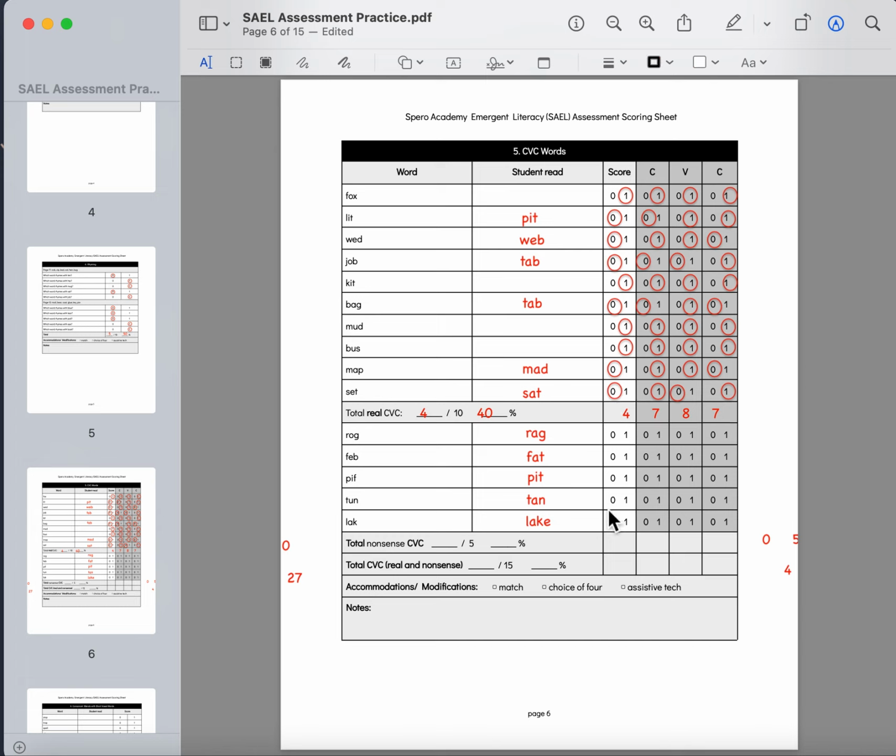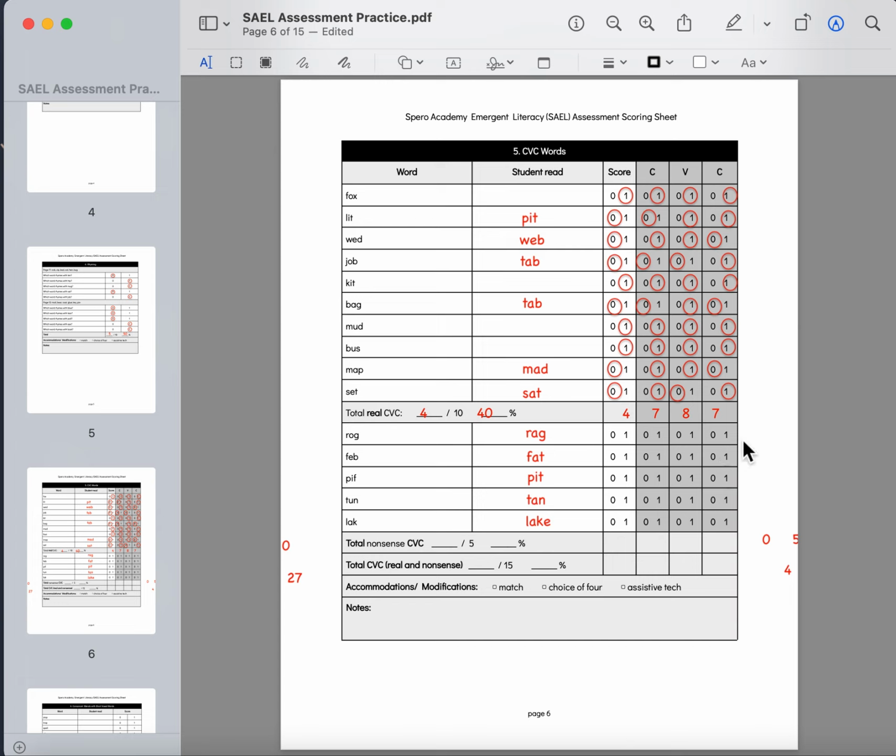They got 4 words where they read the initial sound, the medial sound, and that ending sound correct. For the initial sound, they got 7 out of 10. That medial vowel sound, they got 8 out of 10. And that ending consonant sound, they got 7 out of 10.